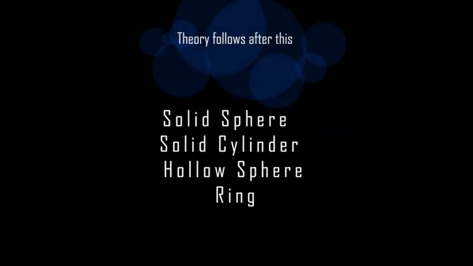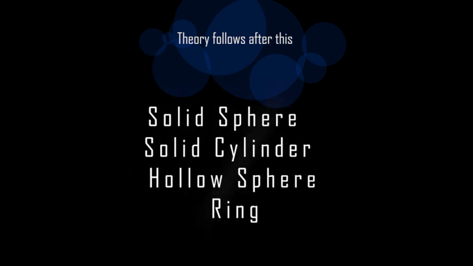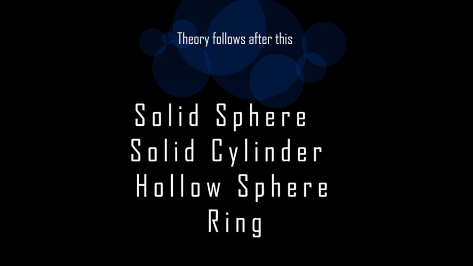Let's put all these things in perspective and in a sequence. The fastest is the solid sphere, followed by the solid cylinder, followed by the hollow sphere, followed by the ring.